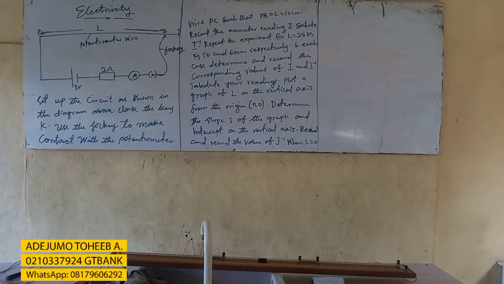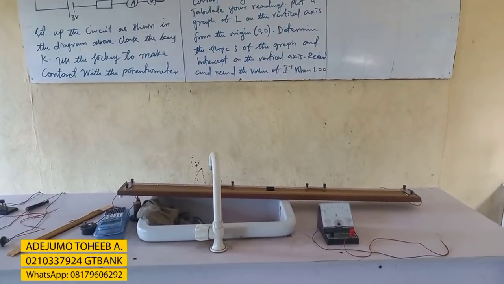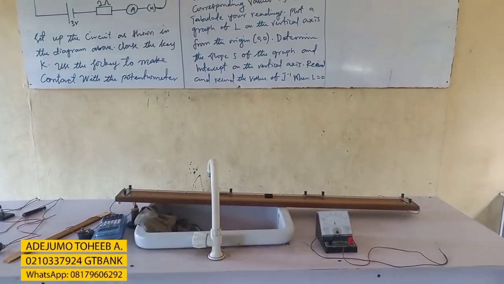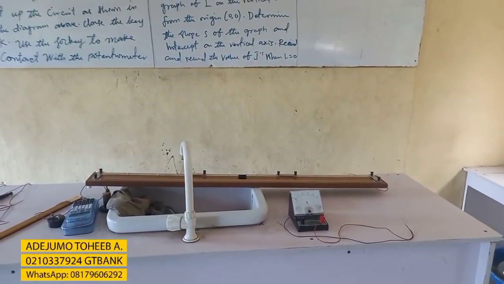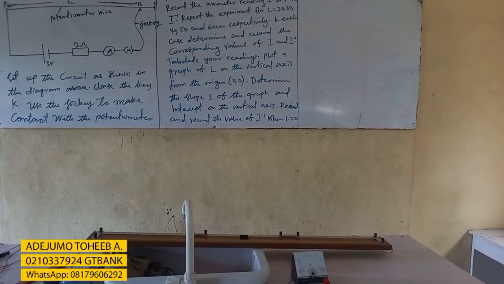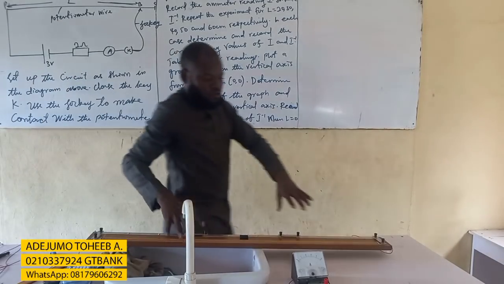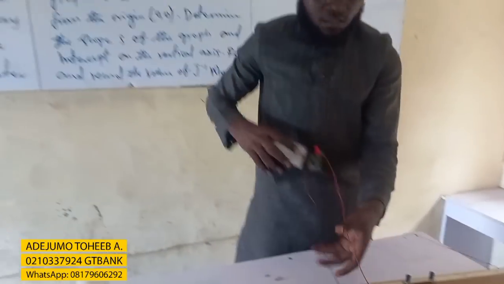Okay, I think we can see the potentiometer. So let me just bend the camera a bit, so that we can see it clearly. Okay, I think we should be able to see it clearly now. So that we can just use this to connect the circuits. So let's see it clearly.